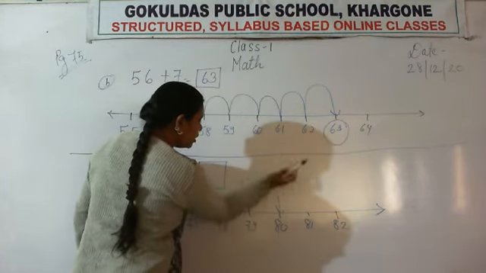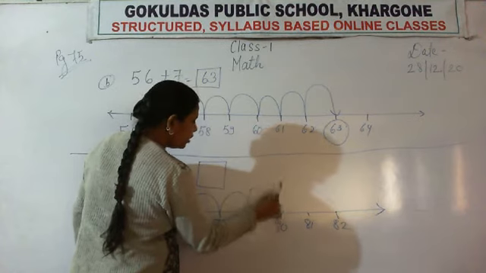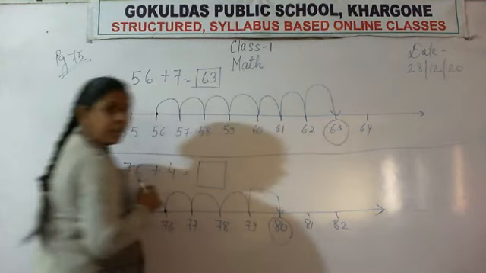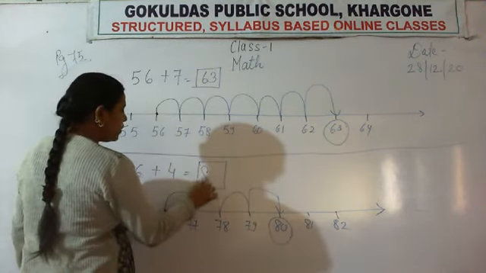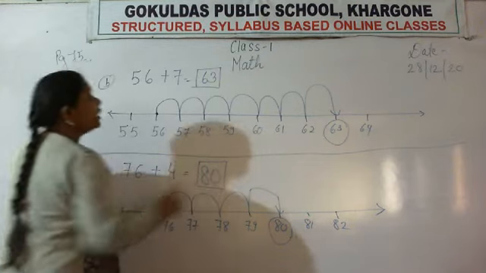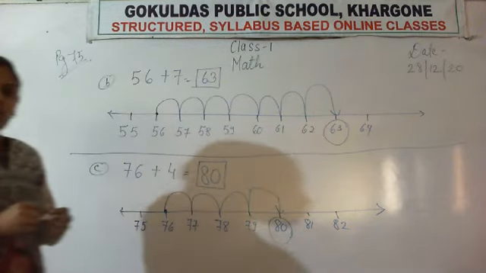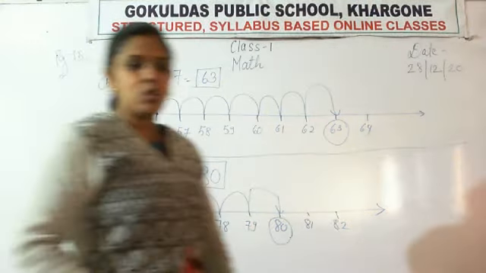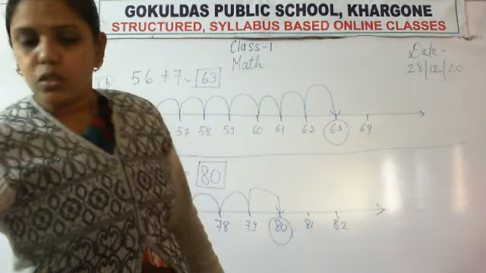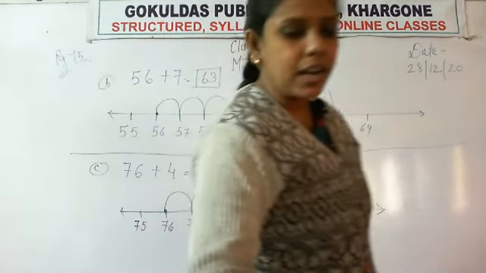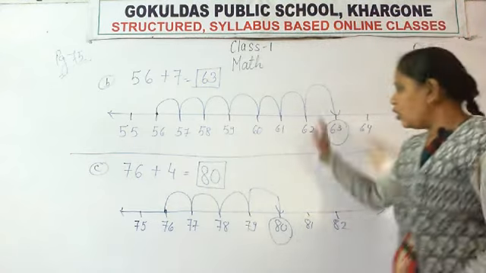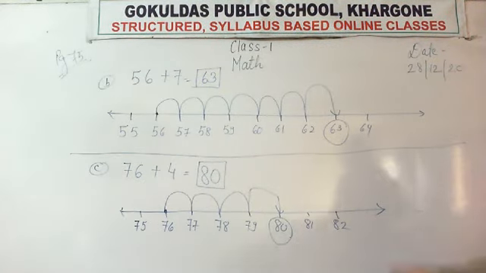At which number do we stop? We stop at number 80. So the answer of 76 plus 4 is 80. Okay. So in this way we add numbers using a number line. Copy these 2 questions first.